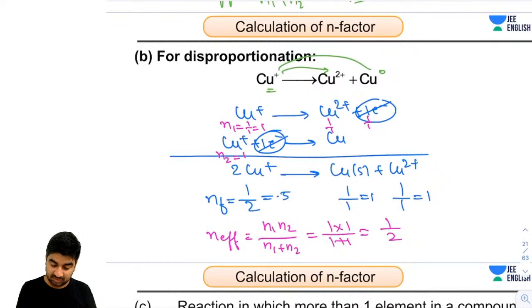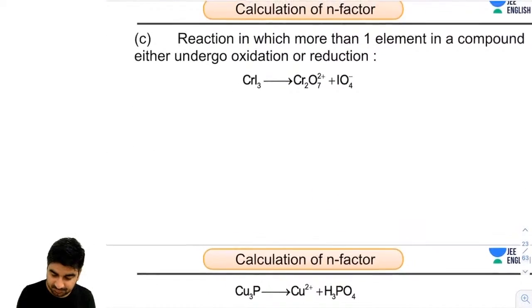Yes, Amy, why did you go wrong this time? It was a simple problem. Your calculation of the n factor of Cu plus is wrong. Now take care of these silly mistakes, right? Take care of these silly mistakes. So guys, let's move to the next problem.